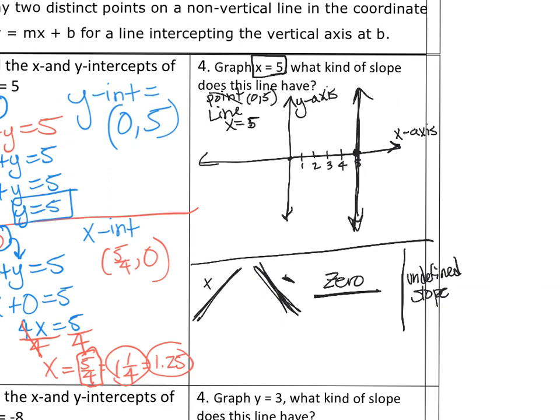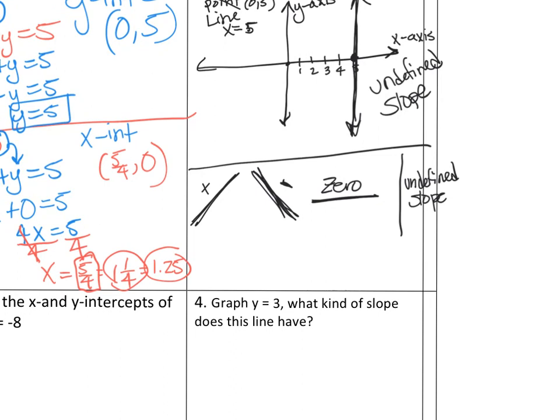Now let's look at our different types of slope. What kind of slope does it have? Is it positive? Is it negative? Is it 0? Or is it undefined? According to our diagrams and our drawings, this is an undefined slope. Now if we look at the next problem, that's not going to be an undefined slope. That's going to be a different type of slope because our graph is going to be different.